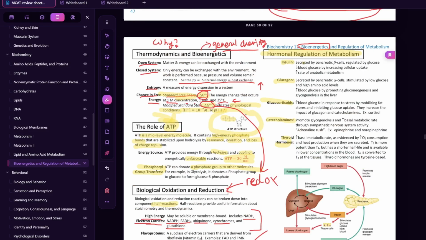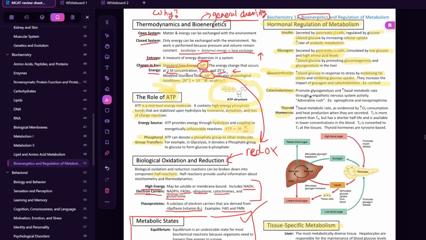Insulin is secreted by beta cells in the pancreas, regulated by glucose, lowering blood glucose by increasing cellular uptake and increasing the rate of anabolic metabolism. Secreted by alpha cells in the pancreas is glucagon, stimulated by low glucose and high amino acid levels. It increases blood glucose by promoting gluconeogenesis and glycogenolysis, the processes we just went over. Glucocorticoids increase blood glucose in response to stress by mobilizing fat stores and inhibiting glucose uptake. They increase the impact of glucagon and catecholamines.